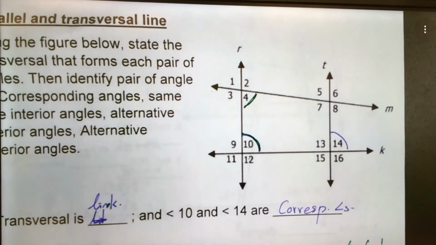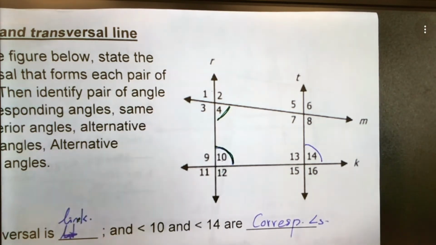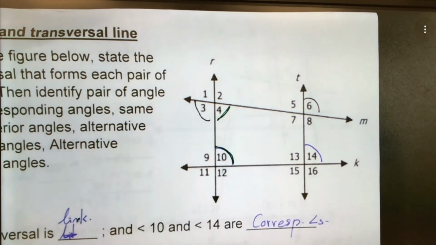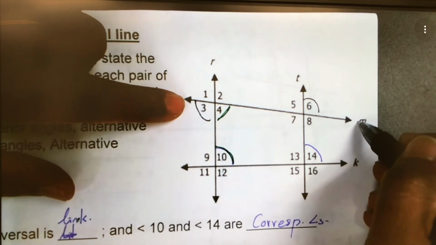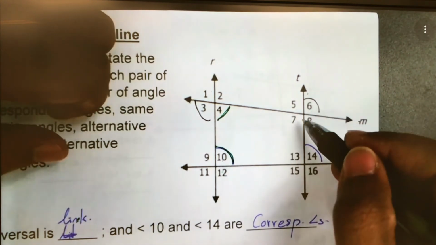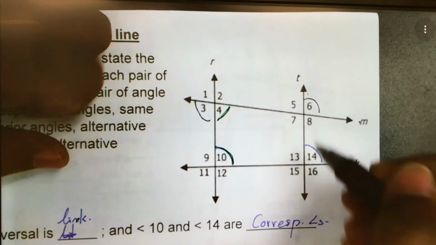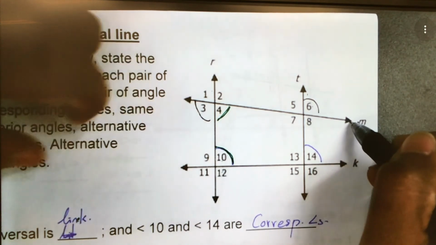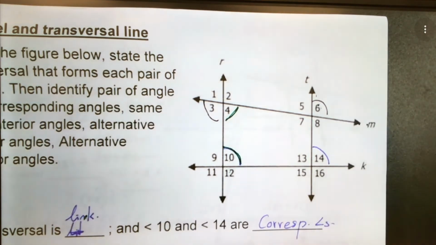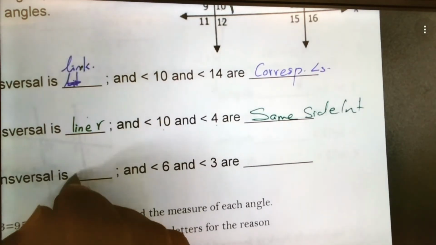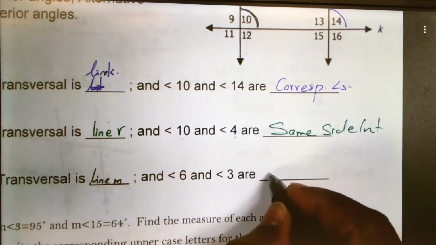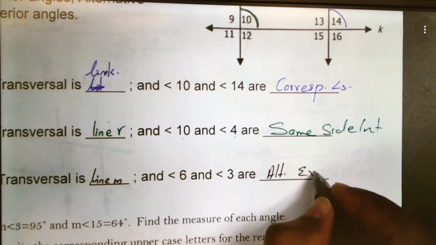The next angles are angle 6 and 3. So 6 is here and 3 is here. The common line for both angles is line M. So M will be the transversal, and the other two lines are being cut. The transversal is cutting the other two lines. So 3 and 6 are on both sides of the transversal, so they are alternate and exterior to the other two lines. So line M is the transversal line, and they are alternate exterior.